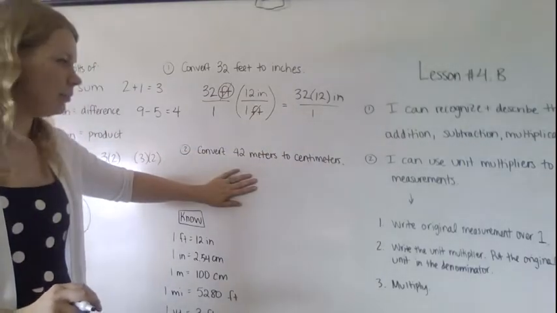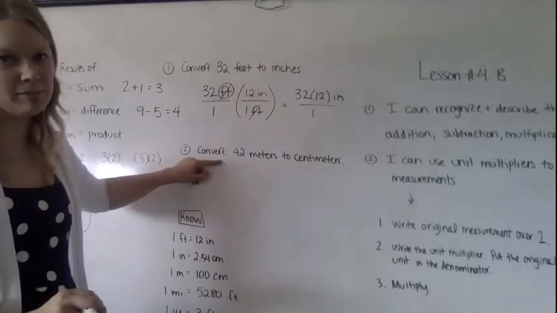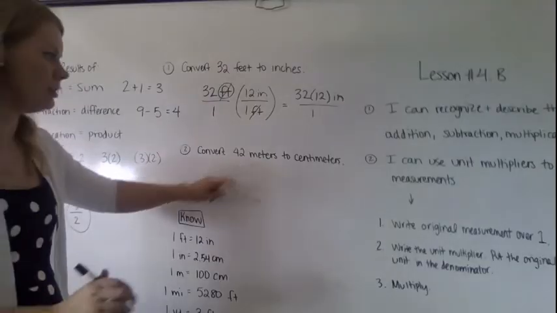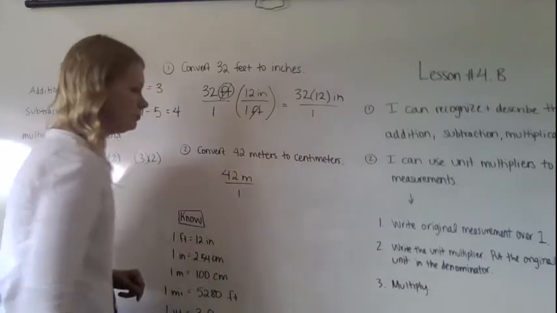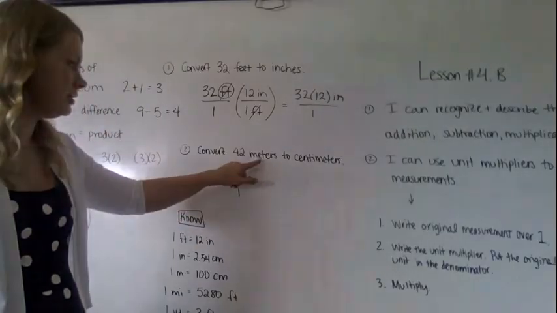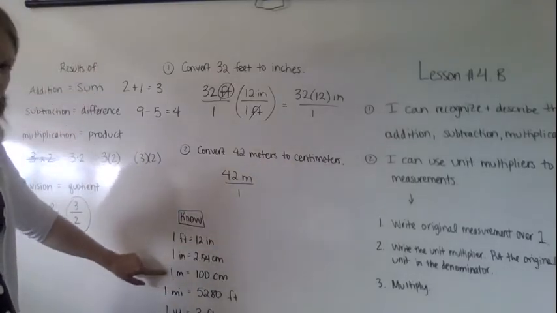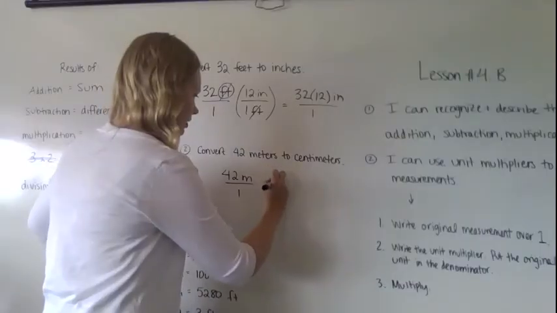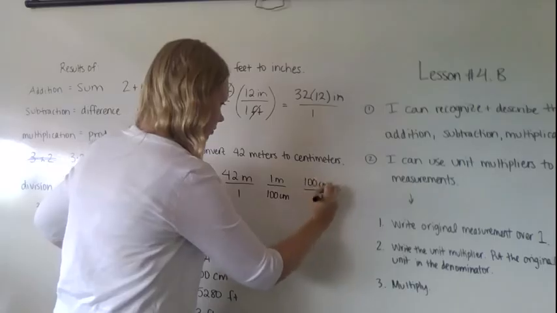Then for one more sample problem, so we can go step by step through this. This one says convert 42 meters to centimeters. So step 1 is to write the original measurement, which is 42 meters, over 1. So I'm going to write 42 m for meters over 1. Next step is to write the unit multiplier. Okay, so we need to have the unit multiplier that goes from meters to centimeters. So looking down here, we've got 1 meter equals 100 centimeters. So I could write that as 1 meter over 100 centimeters, or 100 centimeters over 1 meter.